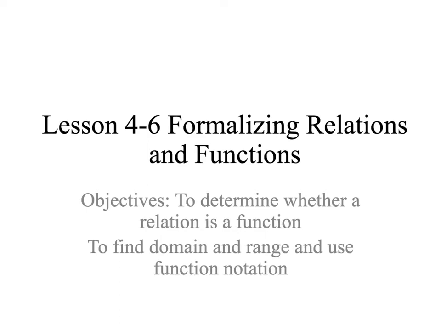Alright guys, so now we got lesson 4-6. It's called Formalizing Relations and Functions. So we have two objectives here. The first one is determine whether a relation is a function. And then the second one, and this is new vocabulary, is going to be find domain and range and then use function notation. So this lesson, it's pretty straightforward, but it does have a lot of vocabulary.